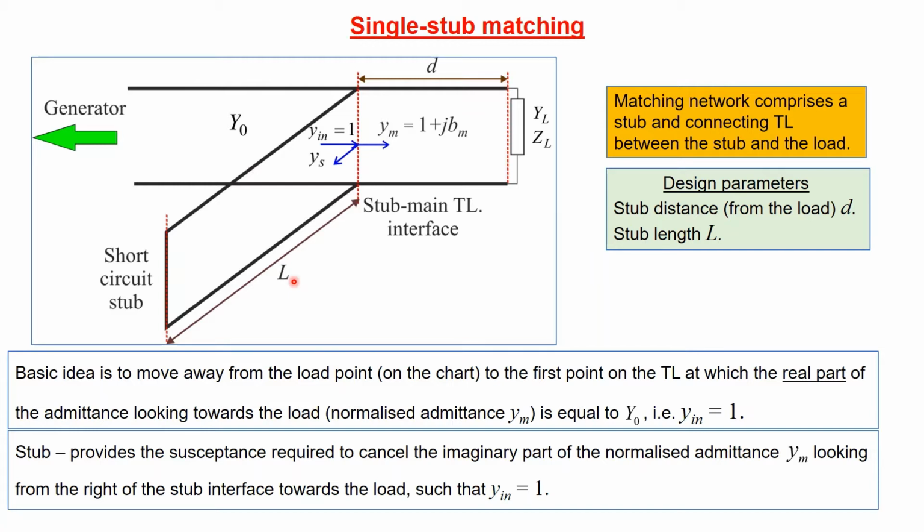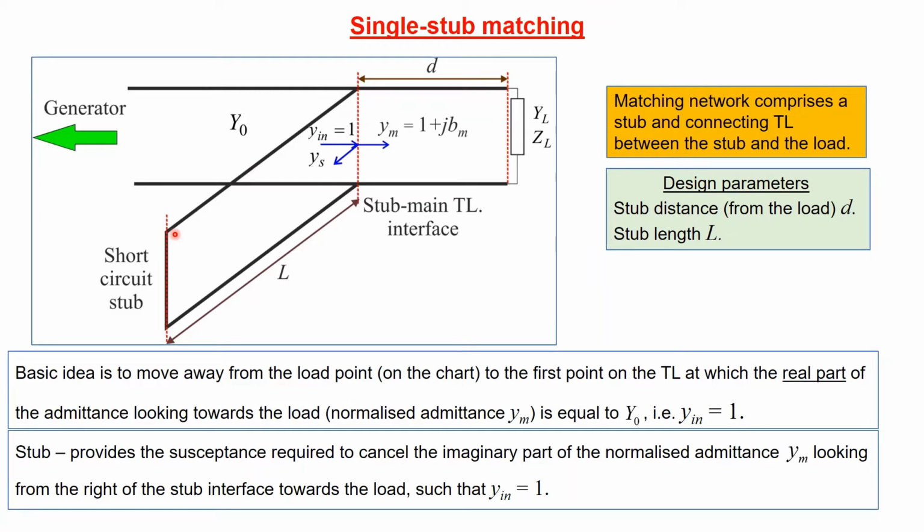Now, first of all, we'll just define a few normalized admittances. Just to the left-hand side of this interface between the stub and the main transmission line, we want the admittance looking to the left, towards the load, to be equal to 1, which of course would be an impedance match condition. We'll define Ym to be the admittance just to the right-hand side of that interface, after the stub basically, looking towards the load. And then Ys is the admittance at the interface looking into the stub, which is terminated in this short circuit.